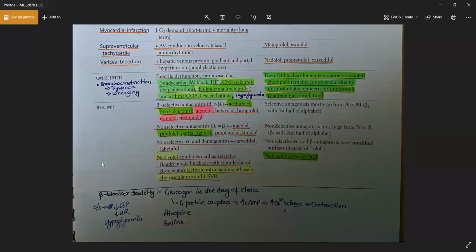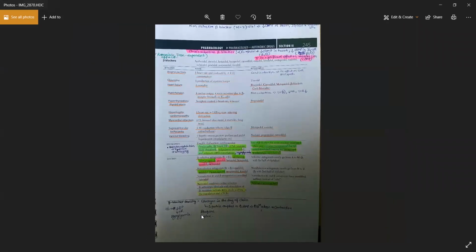So in case of a beta blocker toxicity, because the glucagon receptors are present in the heart, you will give the patient glucagon to reverse the toxicity of the beta blockers. Very important. Your heart has glucagon receptors in it. So in case of a beta blocker toxicity, because the beta receptors are now blocked, the only way to regenerate the cyclic AMP is by giving the patient glucagon. Okay, very important.